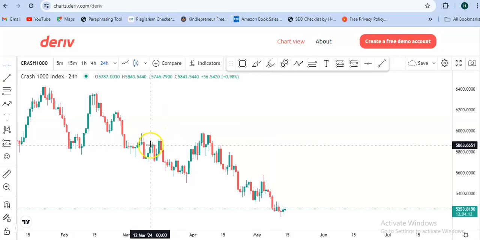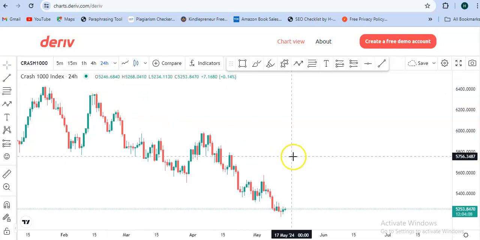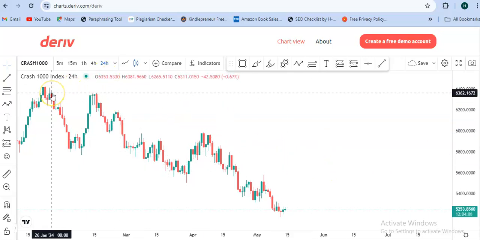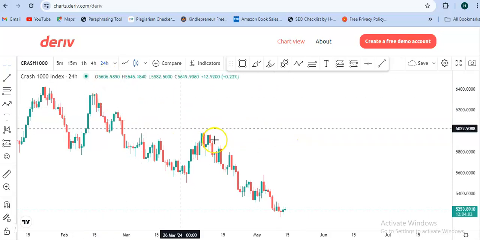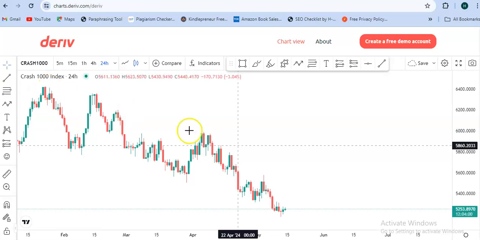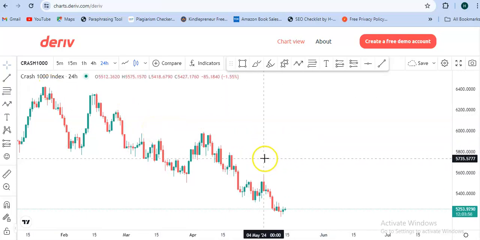So the first thing I usually do is to come to a daily time frame or higher time frame. Since I'm using the free TradingView, I cannot go beyond the daily time frame, so I'm on the daily time frame, and this is Crash 1000. So I expect some massive sales on the Crash 1000 index.